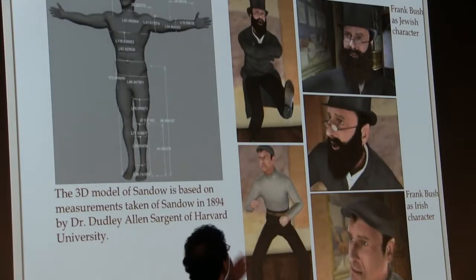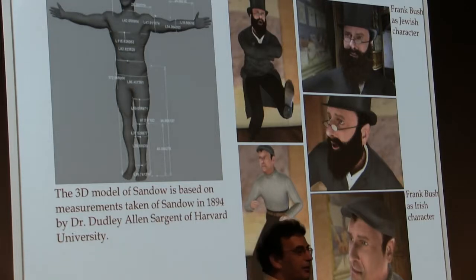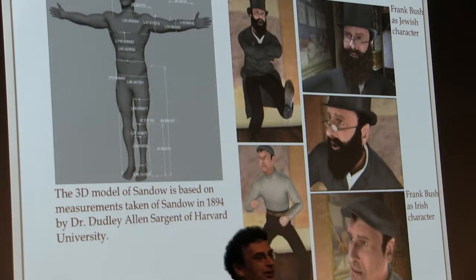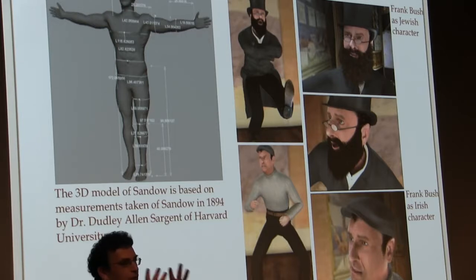So then we did the modeling of the historical performances. Sandow was great because his body was so famous, they measured his body. So we used those measurements to create the model of him. In the case of Frank Bush, there were lots of pictures that we were using, including pictures of him without any makeup.